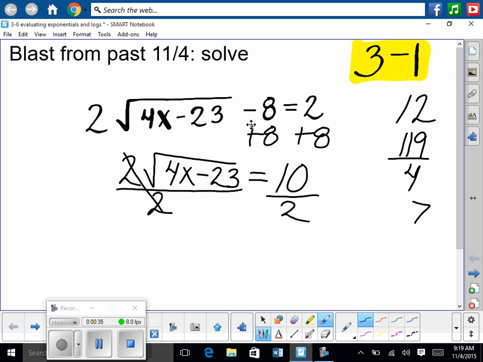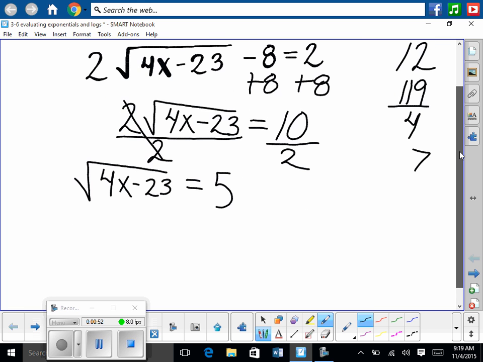So then our 2's divide out, leaving us with the square root of 4x minus 23 is equal to, what's 10 divided by 2? 5. Good. Okay. We've isolated the radical. How do we undo radicals? Okay, so then because this is a square root, we'll square both sides. Very good. So we're going to square both sides of the equation.